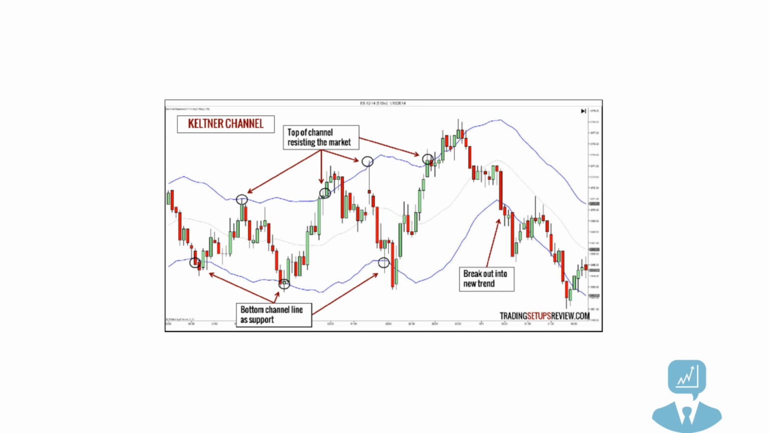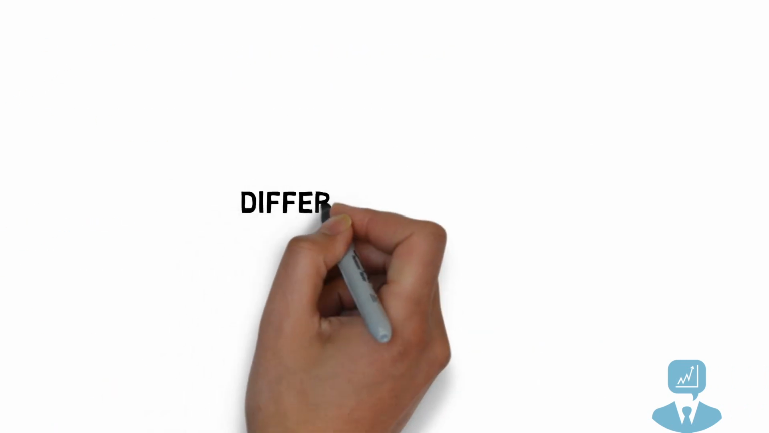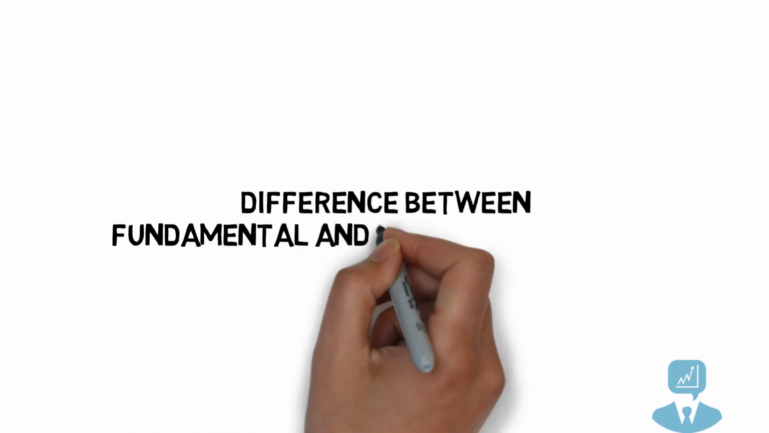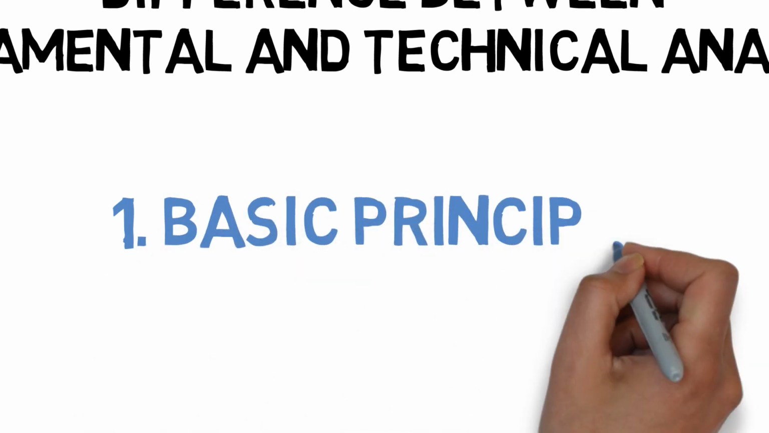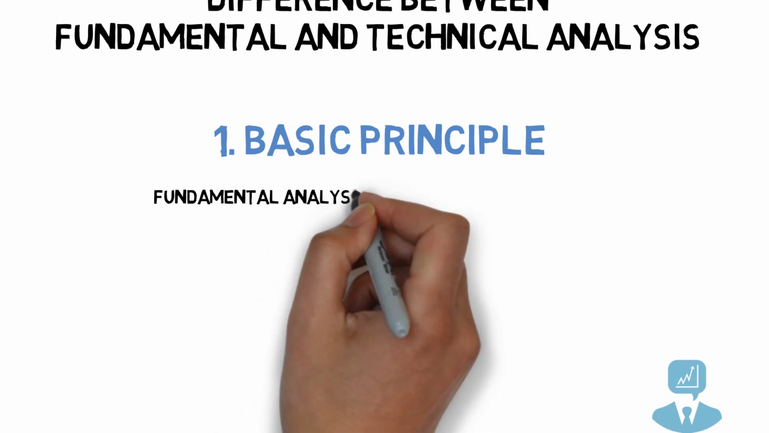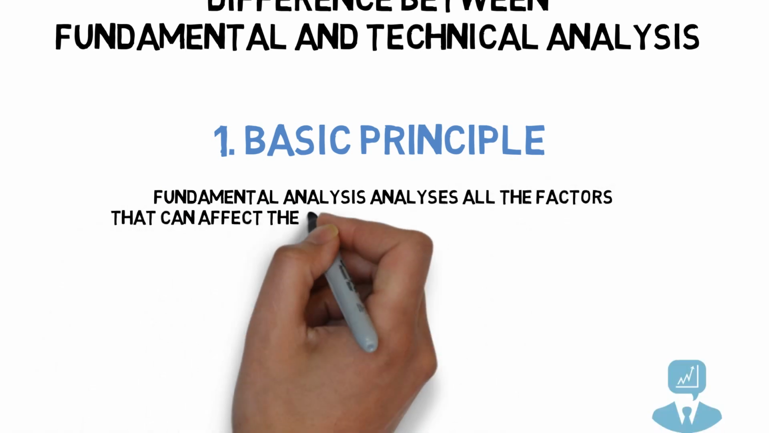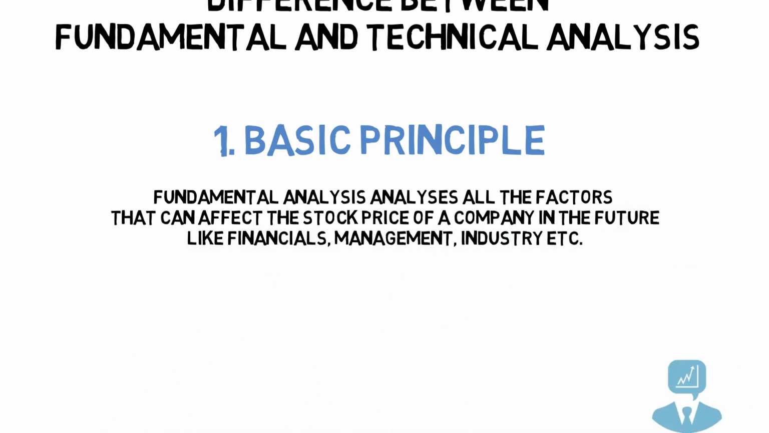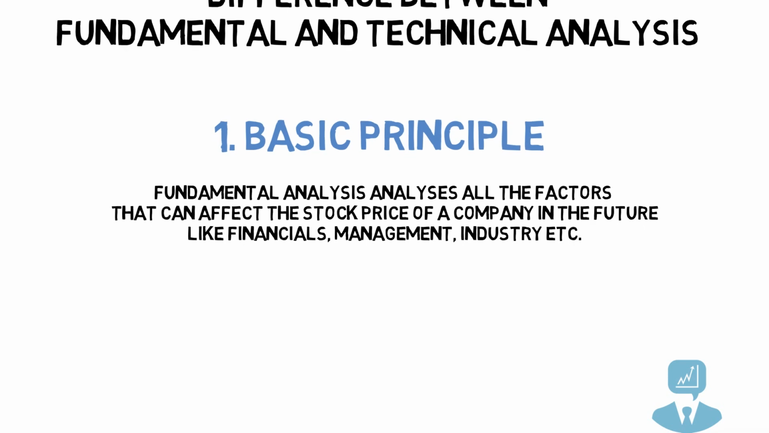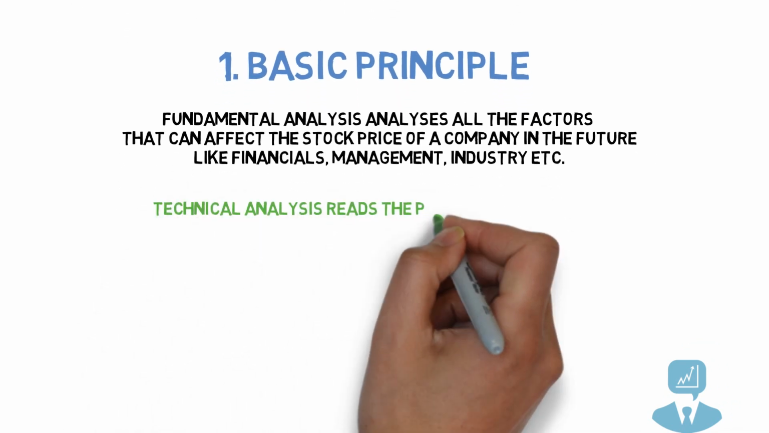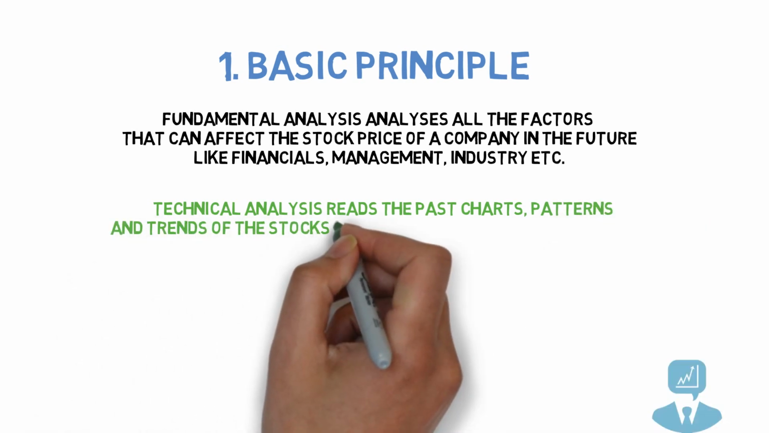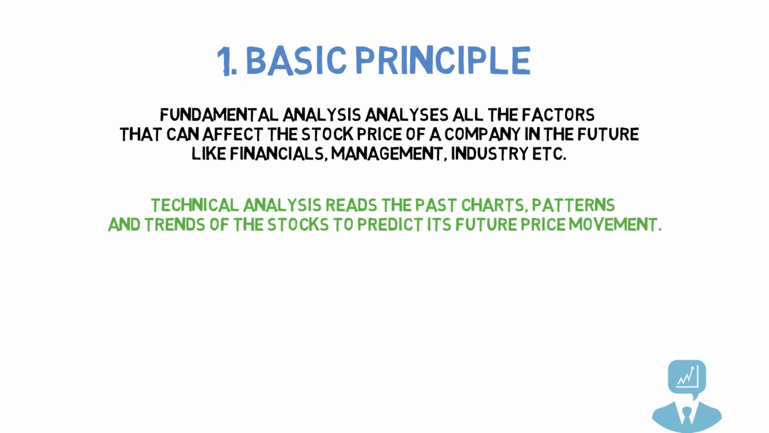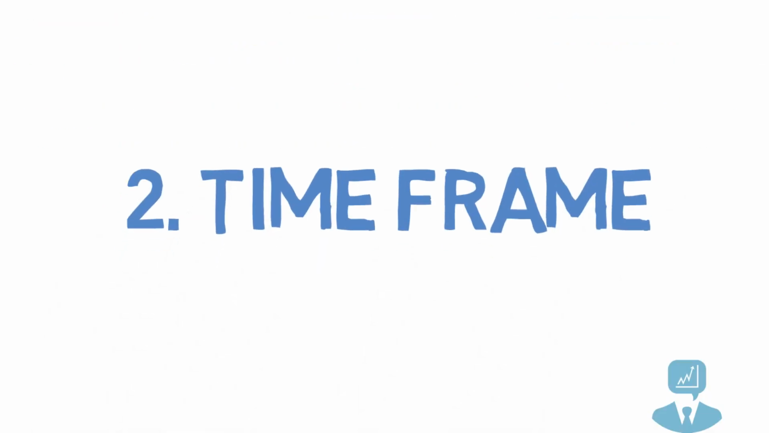Now that you have a little understanding of both fundamental and technical analysis of stocks, let us discuss both their methodologies in detail. Here we will compare fundamental versus technical analysis of stocks based on different criteria. First, basic principle. Fundamental analysis analyzes all the factors that can affect the stock price of a company in the future, like financials, management, industry, etc. It evaluates the intrinsic value of a company to find whether the stock is underpriced or overpriced. On the other hand, technical analysis reads the past charts, patterns, and trends of a stock to predict its future price movement.